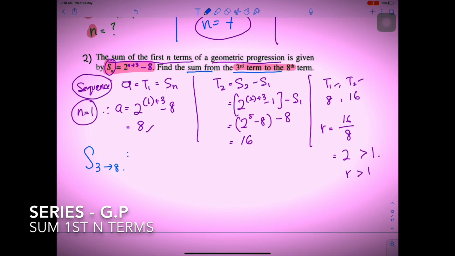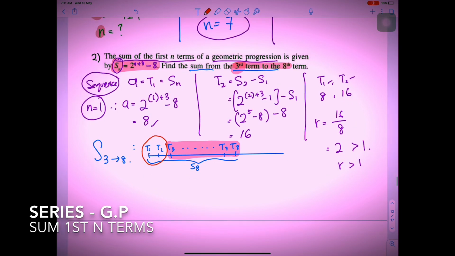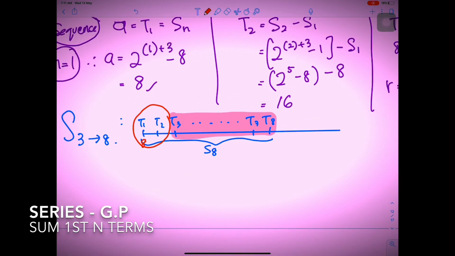So let's draw the diagram. This is the number line for T1, T2, T3, and so on until T8. The question asks you to find the sum from the third term to the 8th term. So what we are going to do is determine the sum of the first 8 terms and then minus the first and second terms. The first and second terms are 8 and 16.